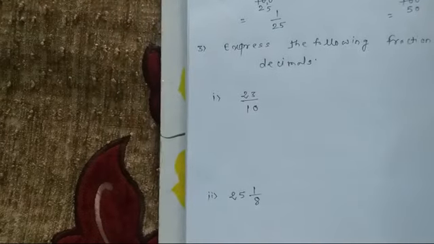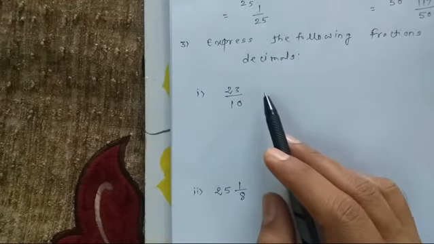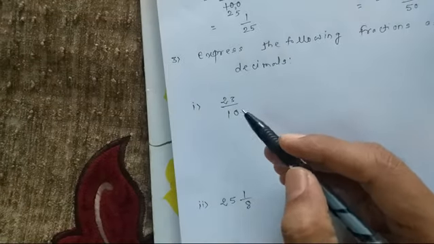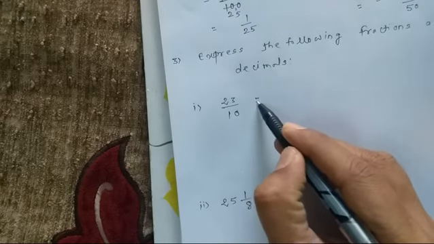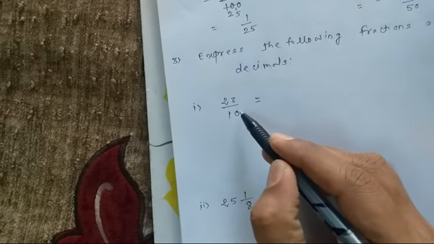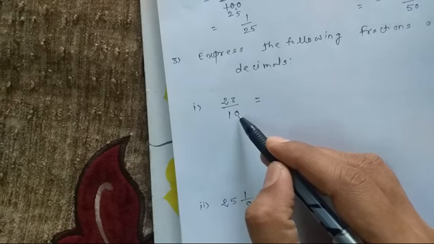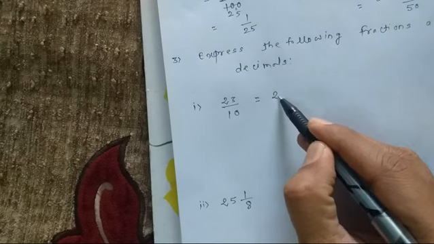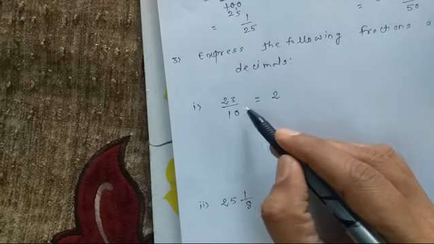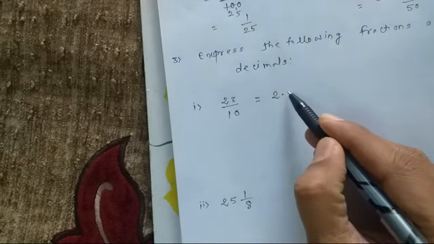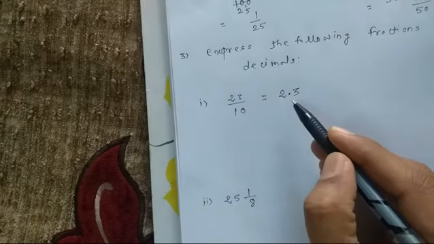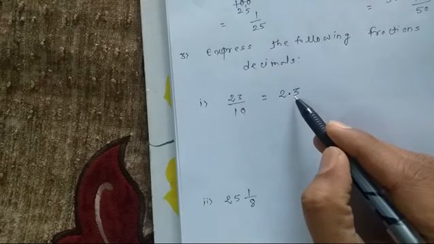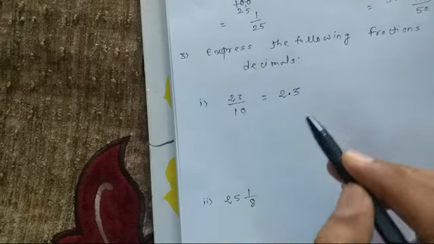Next question is: express the following fractions as decimals. Means we have to convert this fraction into a decimal number. Again it is a decimal fraction, since there is a 10 at the denominator, so it's very easy. We can easily convert this 23 upon 10 into a decimal number like this, 2.3. Since there is a 1 0, we have to give the decimal point after one digit from the right hand side.